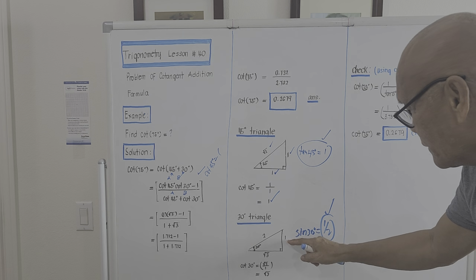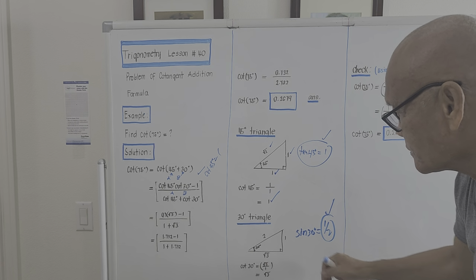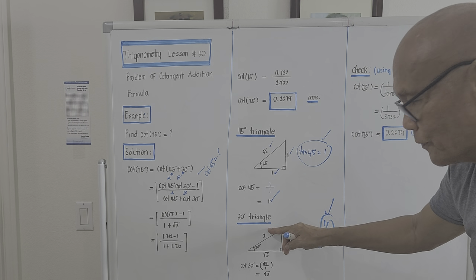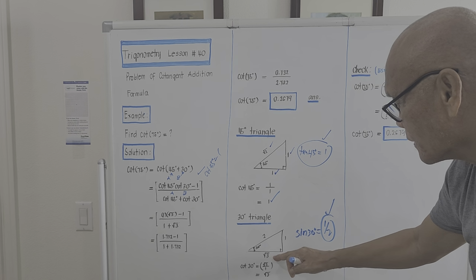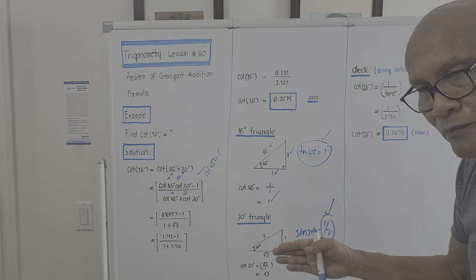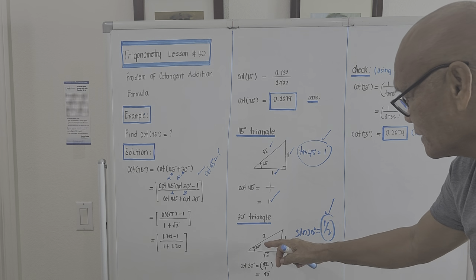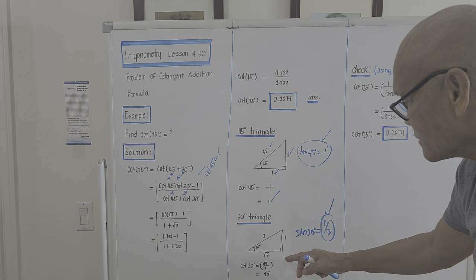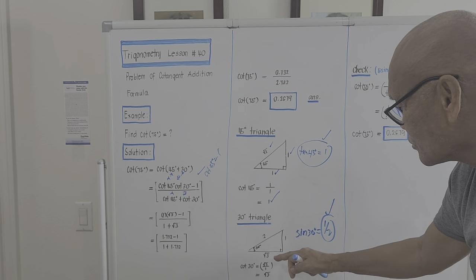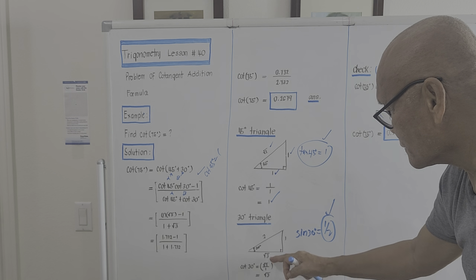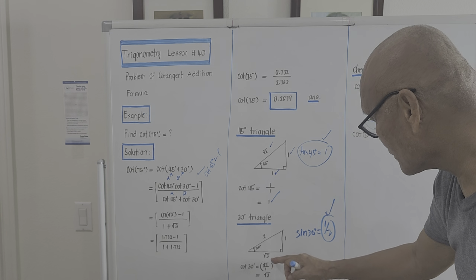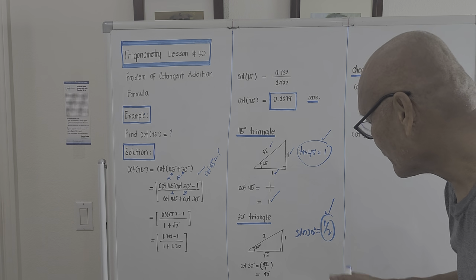So if this is 1 and this is 2, the adjacent side should be the square root of 2 squared minus the square root of 1 squared, and this should be square root of 3. So if we try to bring out the cotangent of 30 degrees, again, cotangent is actually adjacent over opposite. So it should be square root of 3 over 1, or just simply square root of 3.